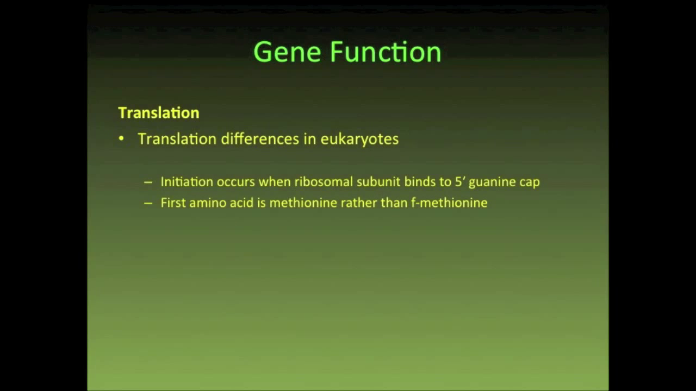The order of events of translation in bacteria is similar in eukaryotes. There are some important differences to take note of that exist between the two. First, the initiation of translation occurs when the small ribosomal subunit binds to the 5' guanine cap of the mRNA rather than a specific sequence. A second key difference is the first amino acid coded for is methionine rather than formylmethionine.